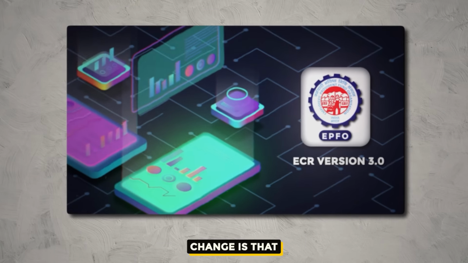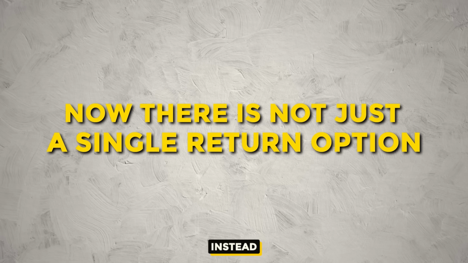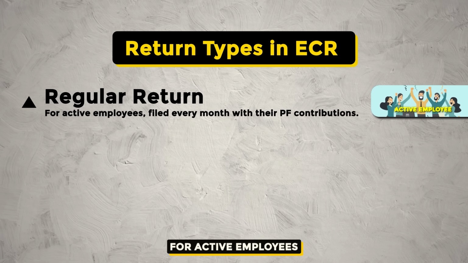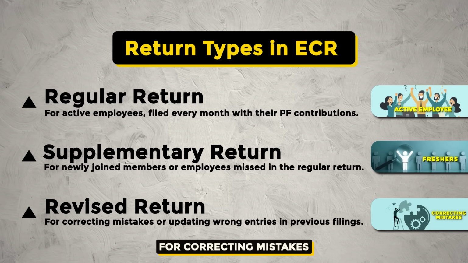The biggest change is that now there is not just a single return option. Instead, you get 3 different return types. Regular return for active employees, supplementary return for newly joined members, revised return for correcting mistakes.